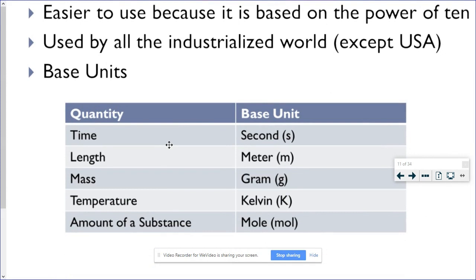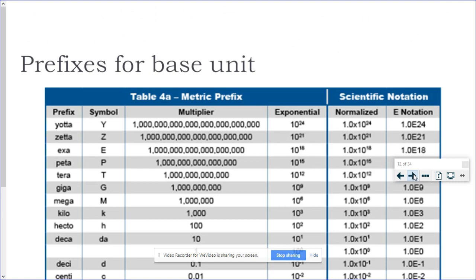Base units for the metric system: for time, it's going to be seconds. Length is going to be meters. Mass is grams. Temperature, again, is Kelvin, but we tend to use degrees Celsius. And then we will be talking about something called a mole this year, and we'll get into that in much more detail, and that's the amount of a substance. We're going to measure that in moles.